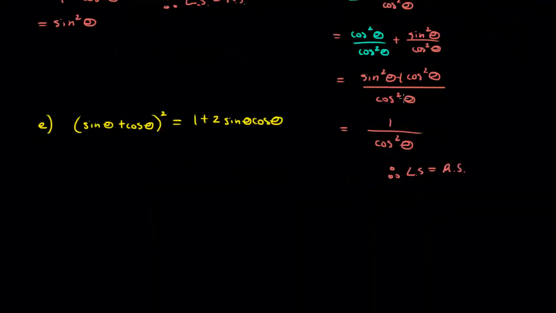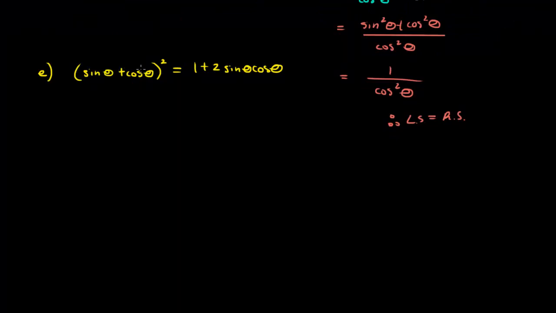Okay, so next in E, we're asked to show that sine theta plus cos theta squared is equal to 1 plus 2 sine theta cosine theta. So one of the things that I can do here is expand the left side and try to simplify it to be equivalent to the right side. So first off, let's break this down into the left side and the right side. The left side is sine theta plus cos theta squared. The right side is equal to 1 plus 2 sine theta cosine theta.